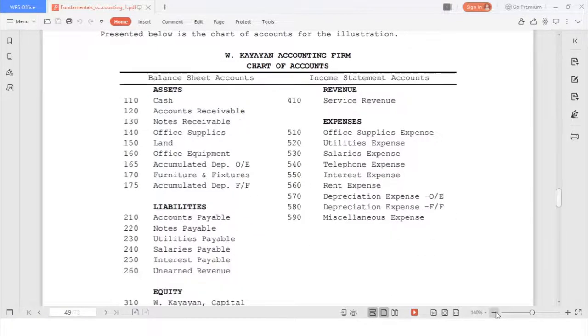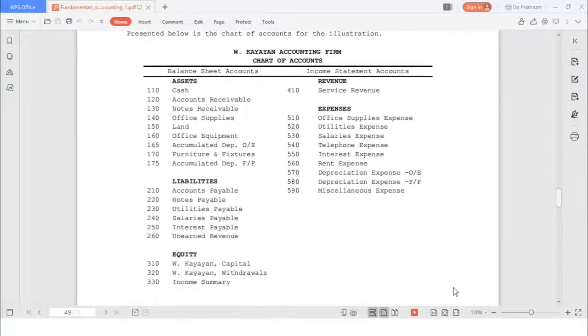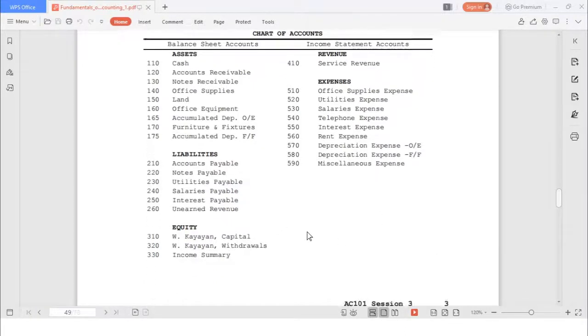Now, atong zoom out. The chart of accounts is naka-classify siya as to the type of account. Kung asset account ba siya, liability account, equity account, revenue account, or expense account. So, kana naka-specify or naka-classify gina siya.